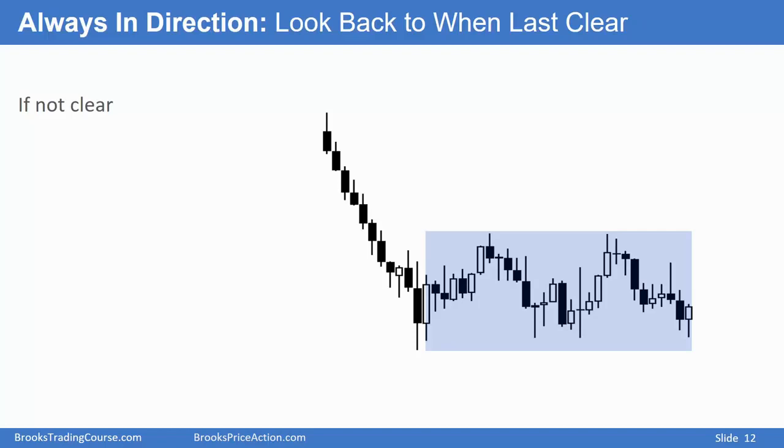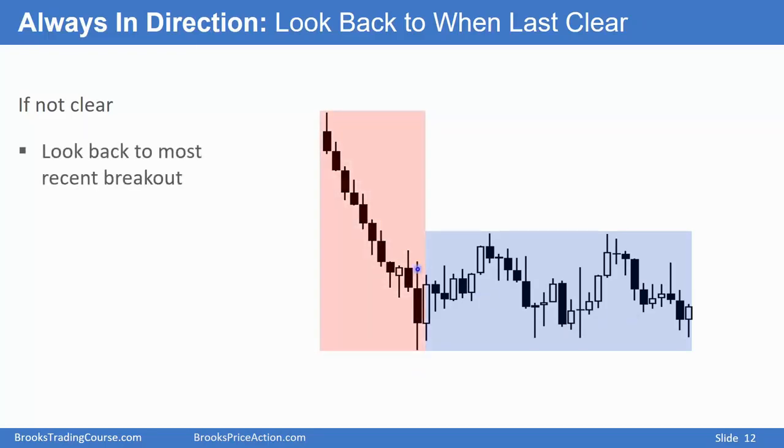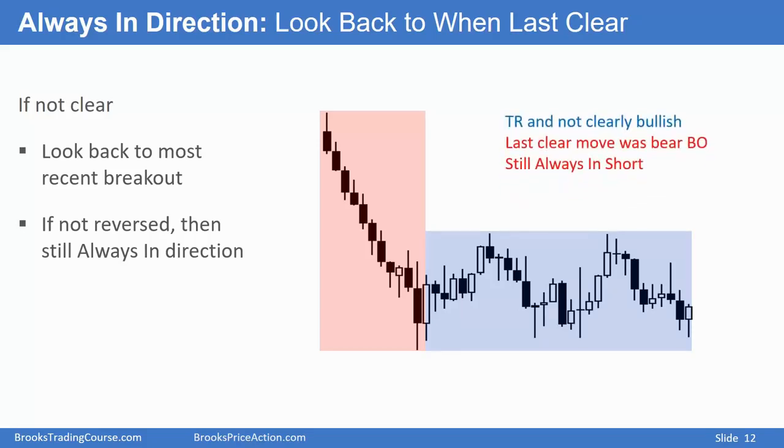If I have to be staying in the market the whole time, I want to look to the left and find out the last time the market was clear, and I'll stay in that direction. When you're in here, the last clarity was here. So we're probably still always in short. We had minor reversal attempts, but nothing clear, nothing clearly bullish yet. And what happened ultimately? Well, we got trend resumption down.